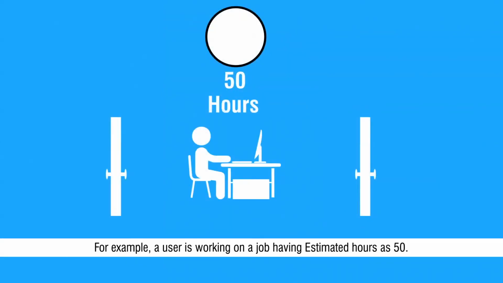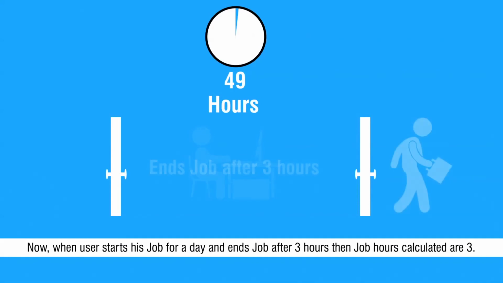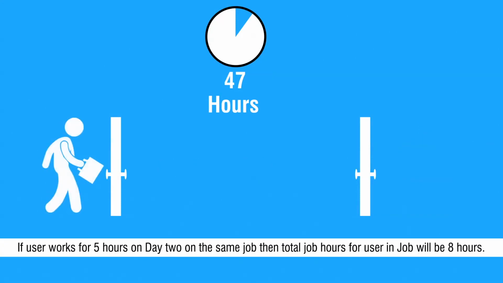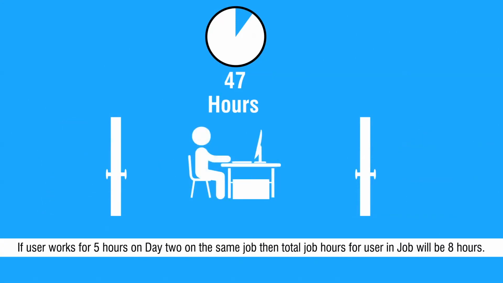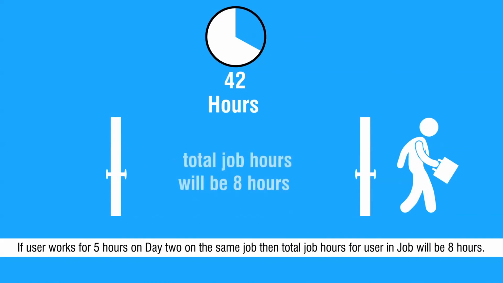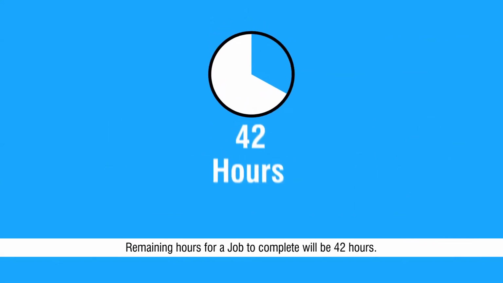For example, a user is working on a job having estimated hours as 50. Now, when user starts his job for a day and end job after 3 hours, then job hours calculated are 3. If user works for 5 hours on day 2 on the same job, then total job hours for user in job will be 8 hours. Remaining hours for a job to complete will be 42 hours.